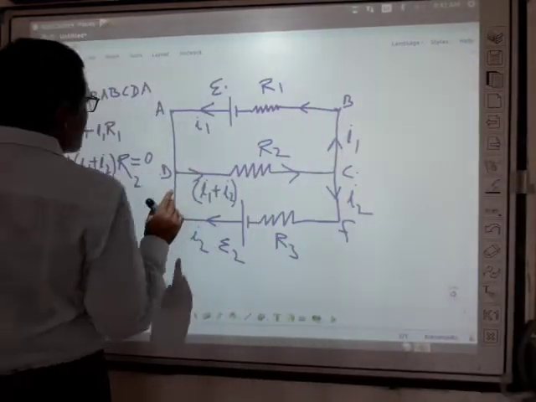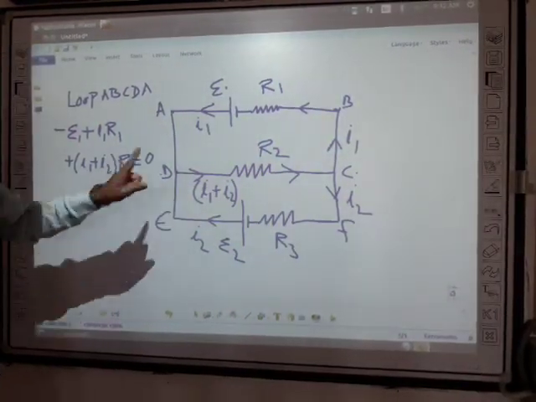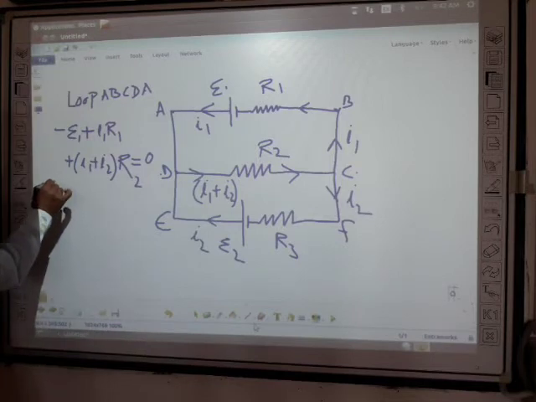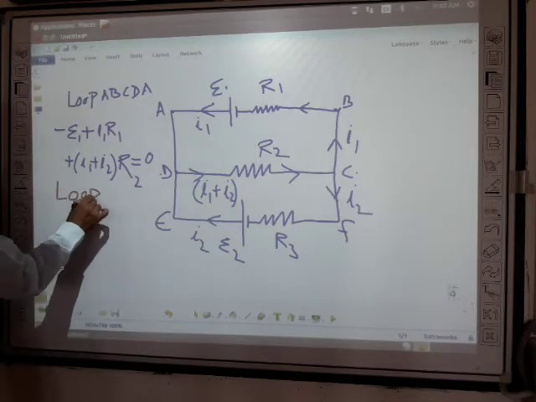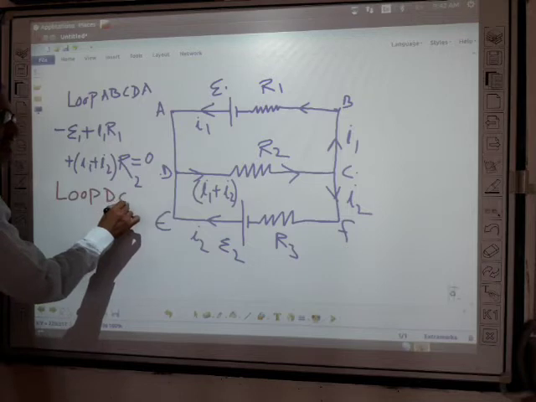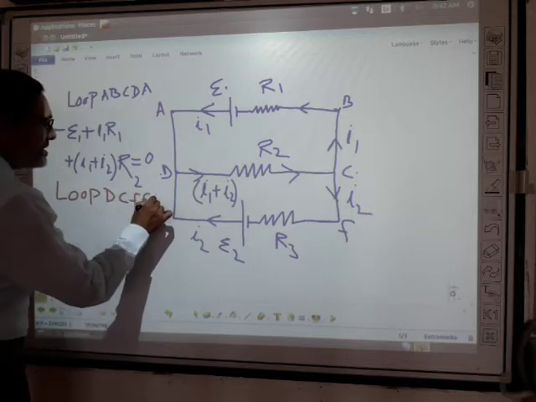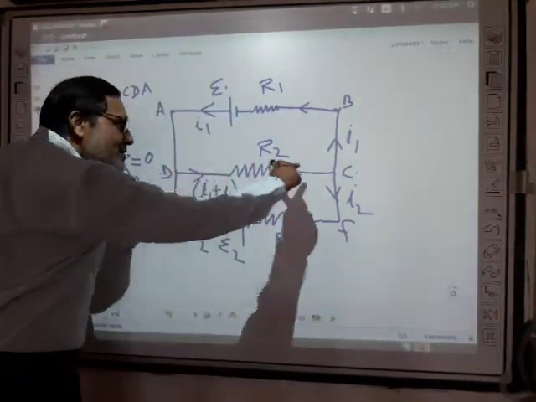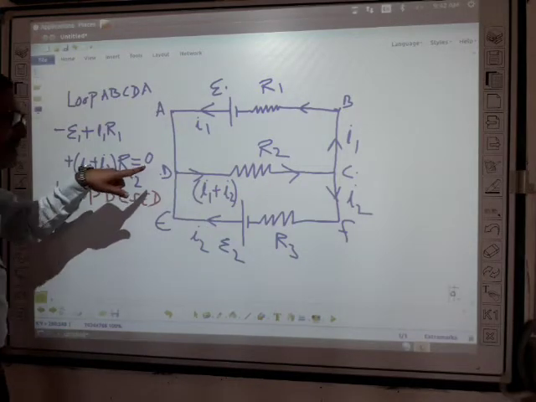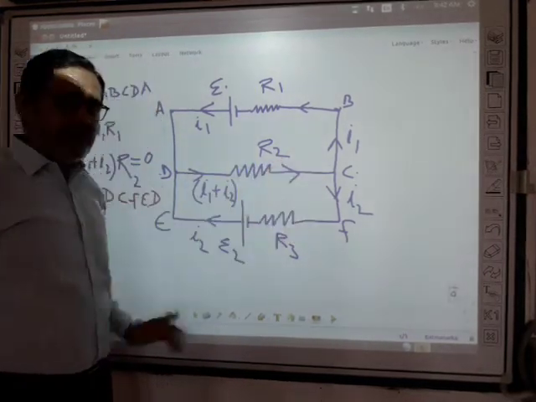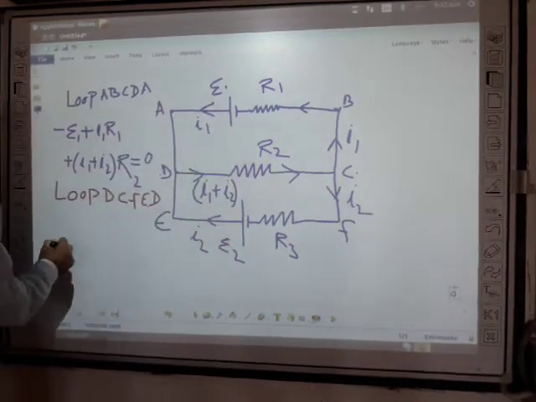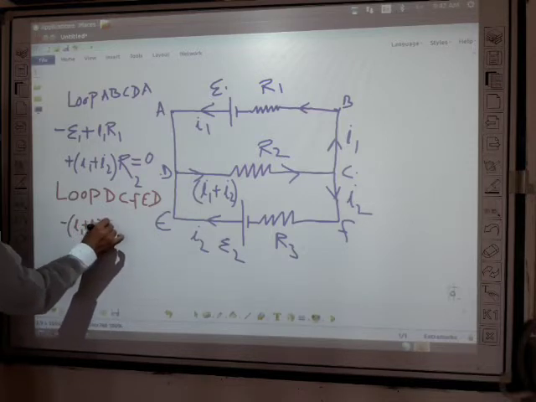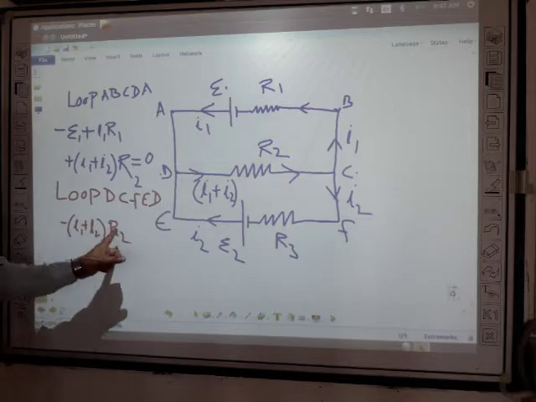Now, should be clear? Now we use the opposite direction. In the second loop rule, we take the loop D, C, F, E, D. Now we take the opposite. D to C, we are moving against the direction of current, so it should be taken negative. So minus I1 plus I2 into R2, the product of current and resistance.